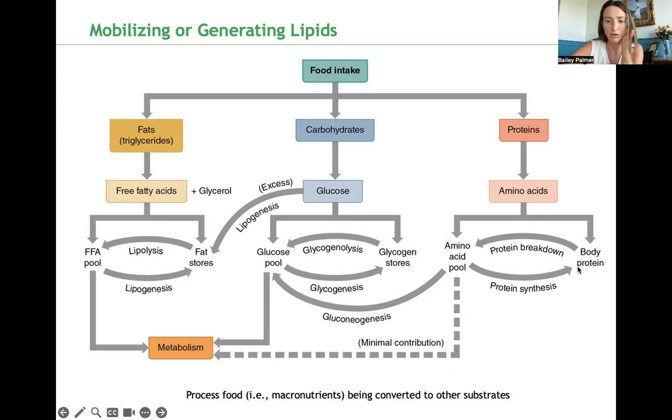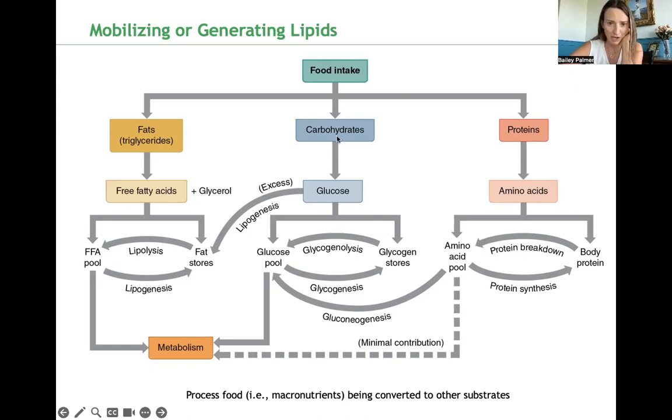So it goes to our body's protein, and we have protein breakdown, which contributes to our amino acid pool, which is in our bloodstream. If you follow the dotted line, it's a minimal contribution to metabolism. We don't actually want to use them for energy. So the amino acid pool can be used back for protein synthesis, goes back to the body's protein, or it goes through a process called gluconeogenesis, which we did learn that term a while ago, and we'll bring it up one more time. Gluconeogenesis is taking the amino acids and turning them into glucose, which goes to our glucose pool, okay?